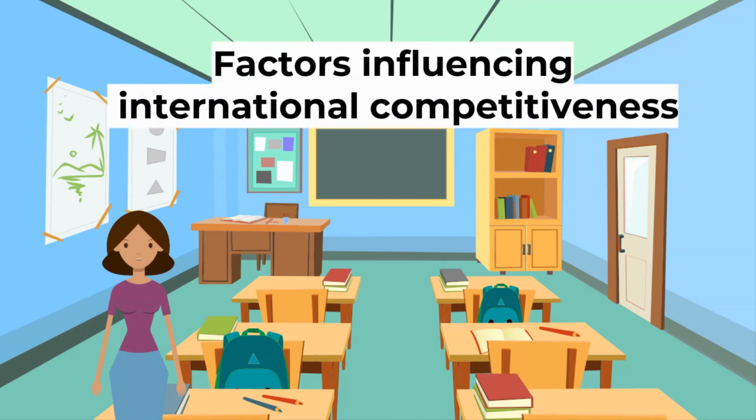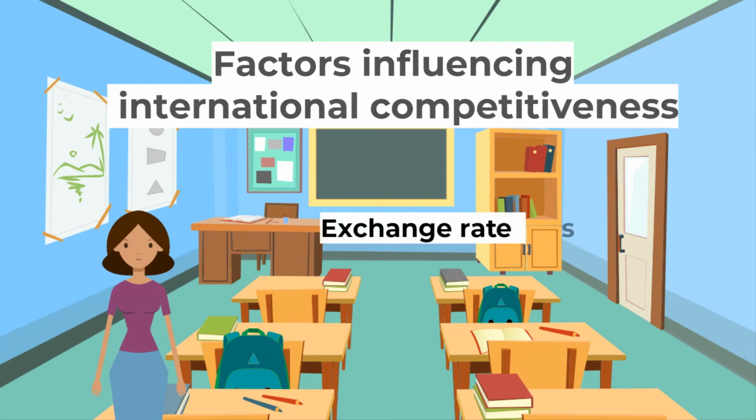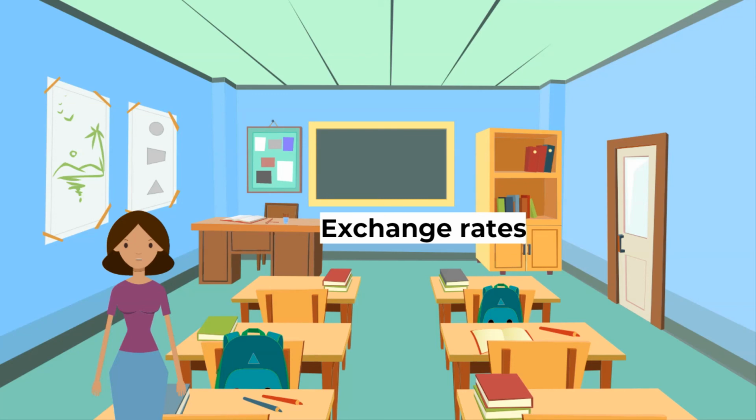How about the factors influencing international competitiveness? Firstly, exchange rates. A rise in the pound will cause exports to become more expensive, and thus make UK goods less competitive as their price changes. However, this depends on the elasticity of the good and the reaction of the firms as explained before.